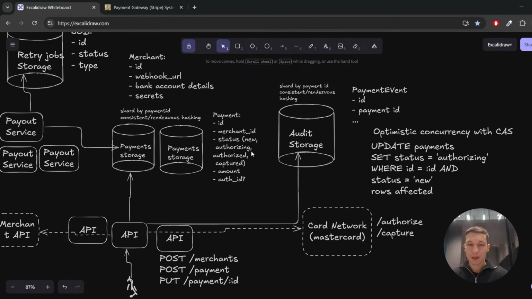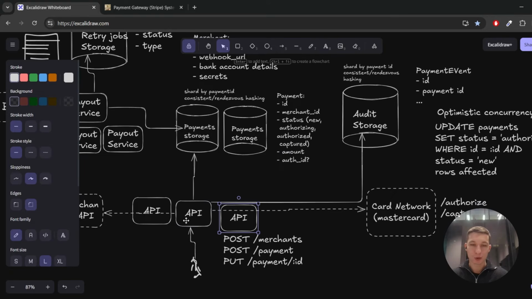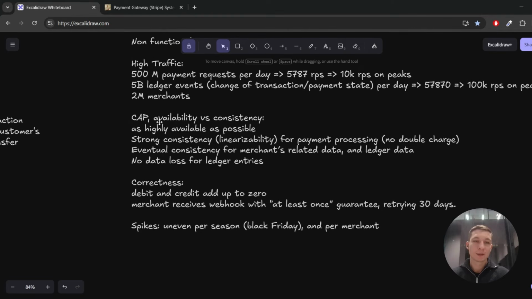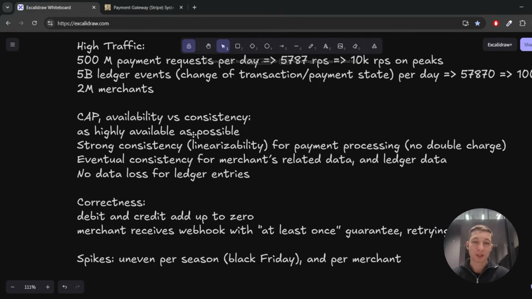Okay, seems like we are going to handle quite a big amount of load right now. So now let's handle availability versus consistency. We would like to be as highly available as possible, of course. We should have strong consistency, aka linearizability, aka recency guarantee for our payment storage because we want to ensure no double charge, and no double authorization transaction issued for the card network and stuff like that.